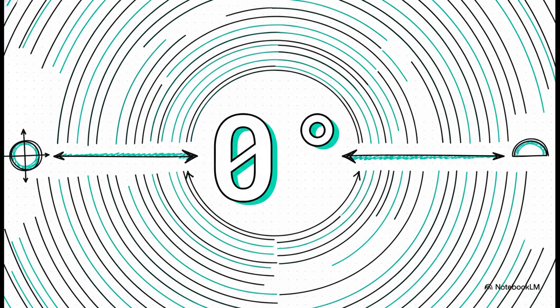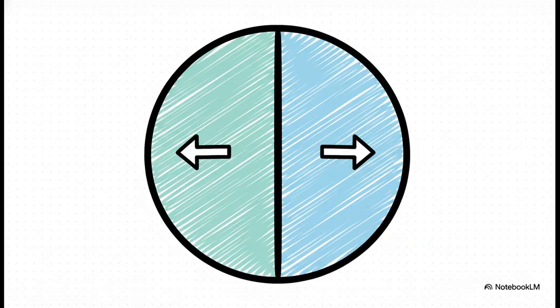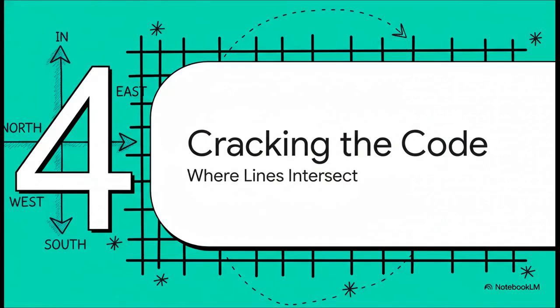And just like with latitude, we need a zero line for longitude, a place to start all of our east-west measurements from. And that starting line is called the prime meridian. It's our 0-degree line of longitude. Now, by international agreement, this imaginary line runs from the North Pole to the South Pole right through the Royal Observatory in Greenwich, London, which is why, you guessed it, it's also called the Greenwich Meridian. And just like the equator did, the prime meridian splits the world into two more hemispheres. Everything to the east of the line is in the eastern hemisphere, and everything to the west of it is in the western hemisphere.